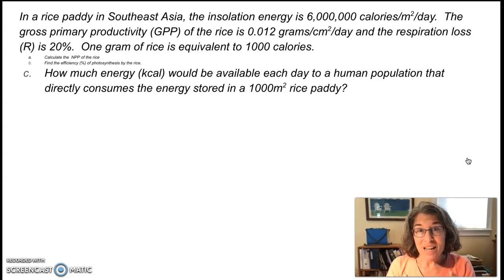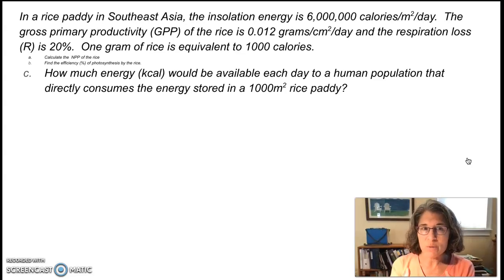Remember that loss is happening because of the second law of thermodynamics. We know that in a closed system, energy can neither be created nor destroyed. It can be transformed from one form to another. When it does, though, even though the amount of energy is the same, the ability to do work is reduced. So respiration reduces the ability to do work. And we also know that 1 gram of rice is equivalent to 1,000 calories.